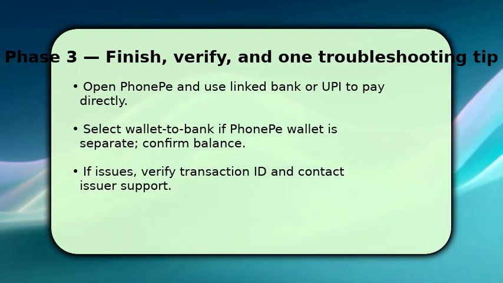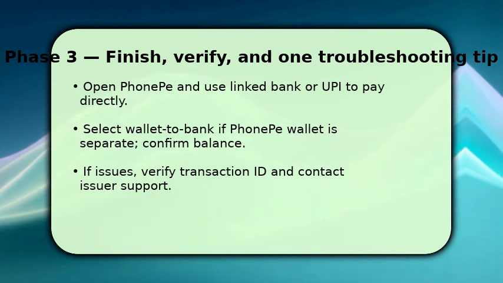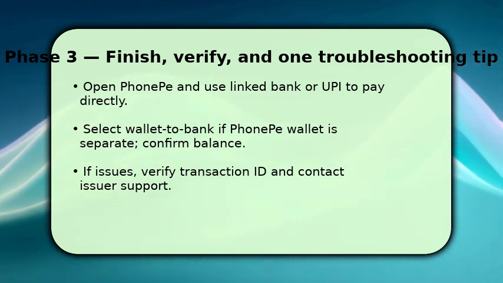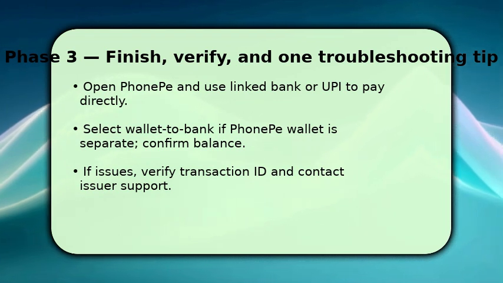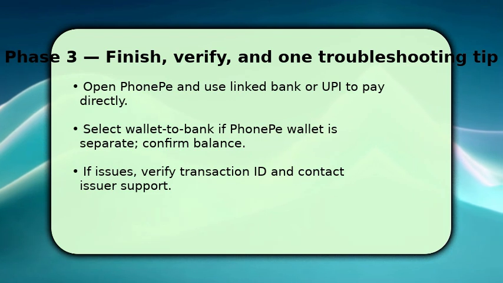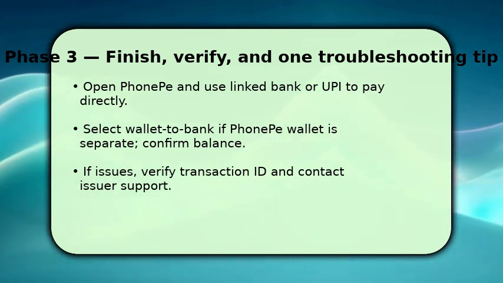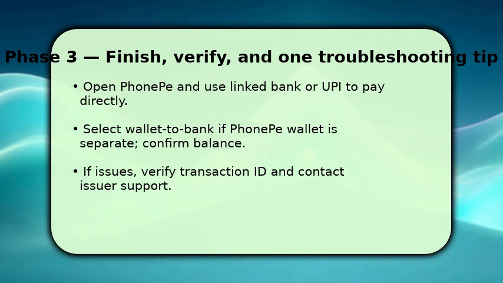You can pay instantly with UPI using that bank, or if you added money to the PhonePe wallet, choose Wallet as the source. Enter the payment amount, confirm the UPI PIN, and complete the transaction. If the funds don't appear or payment fails, check the issuer's reference number and transaction status. Contact issuer support with that TRN.